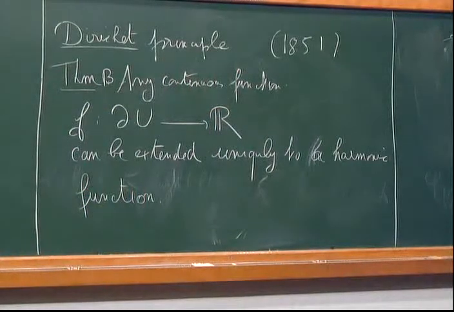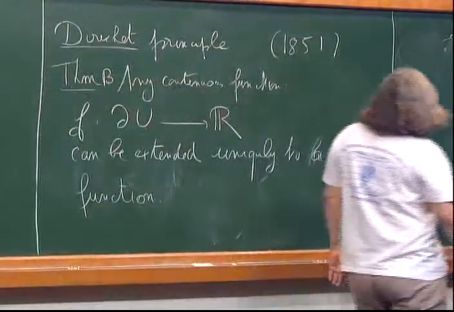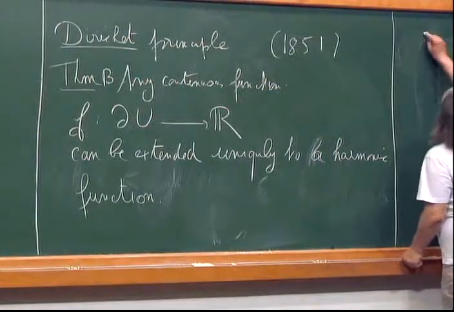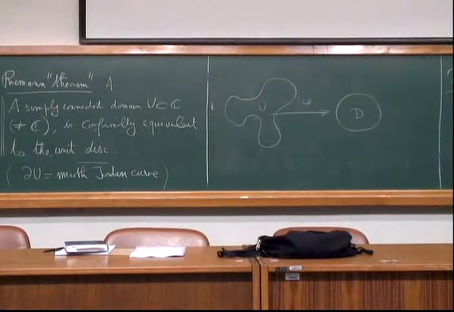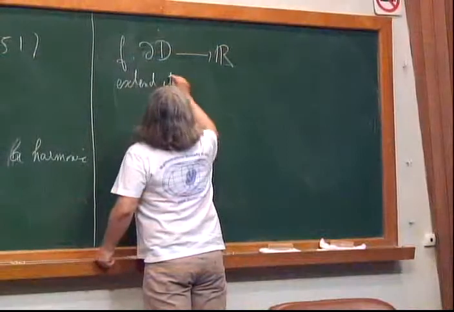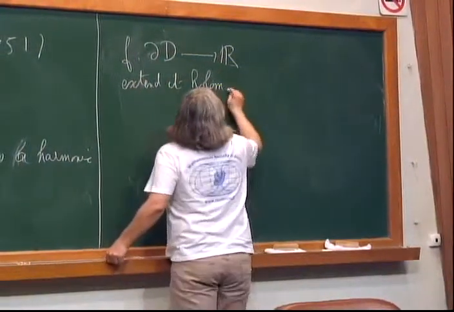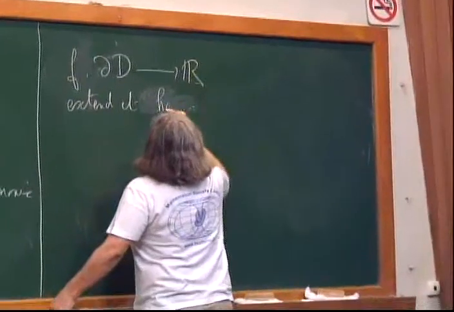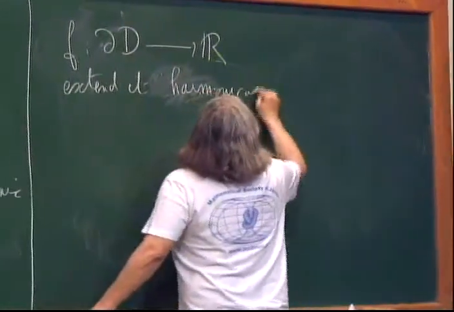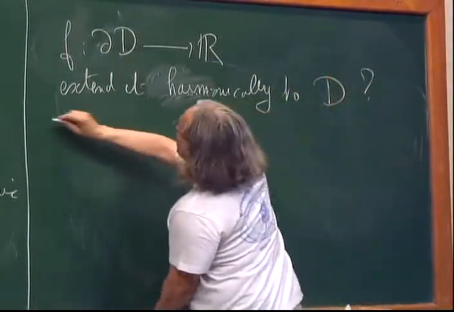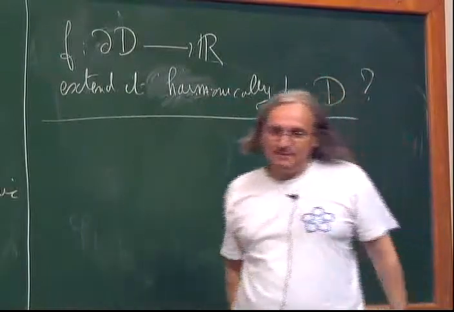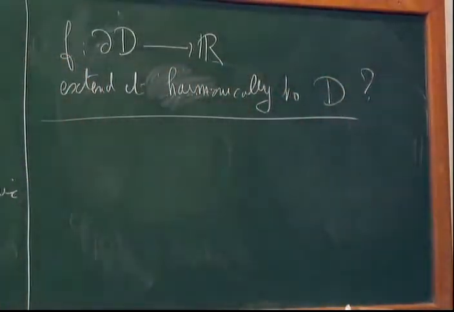The first example is what happens when the domain is a disk. So let's begin with the simplest case. In the case of the disk, you are given a function f on the boundary of the unit disk, and you want to extend it harmonically to the disk. This is the simplest special case of theorem B.